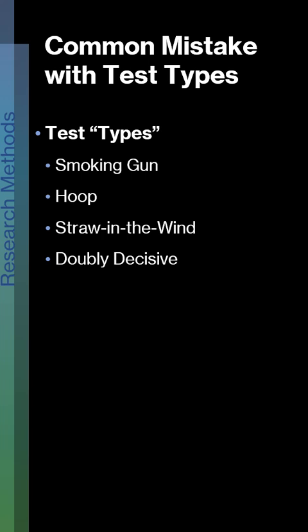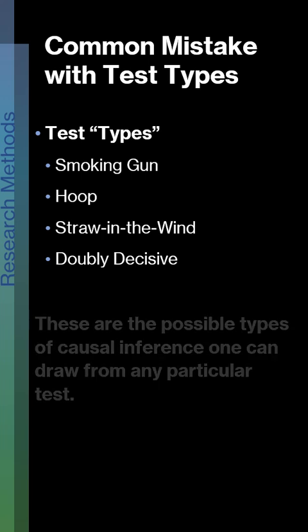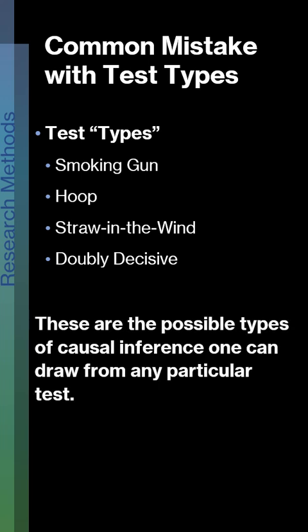The mistake students make is thinking these are actual types of tests, when in fact, these are the possible types of causal inference one can draw from any particular test. So this is an important thing. And the idea here is that you are going to construct a test, right? And you are then going to look at that test and assess what type of causal inference you can make from it, right?